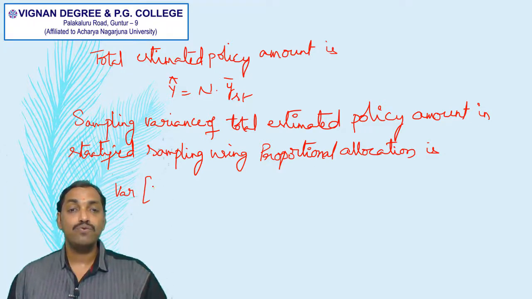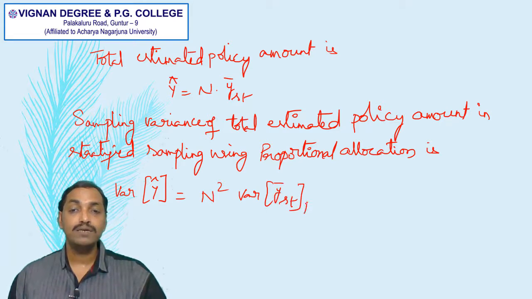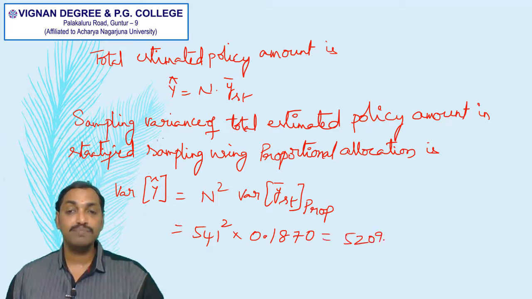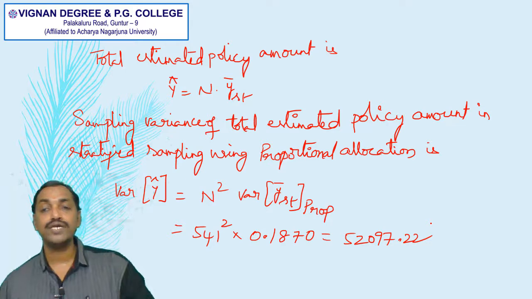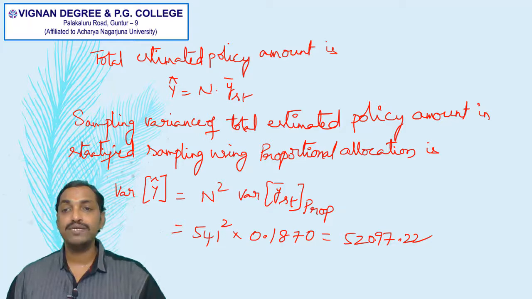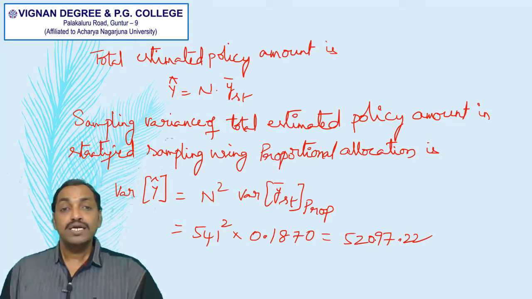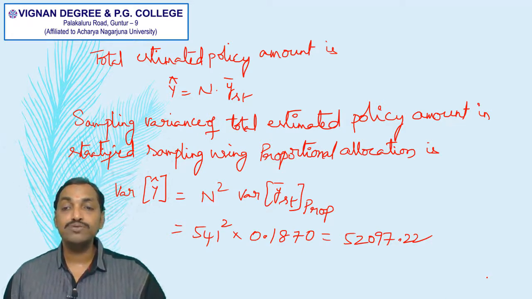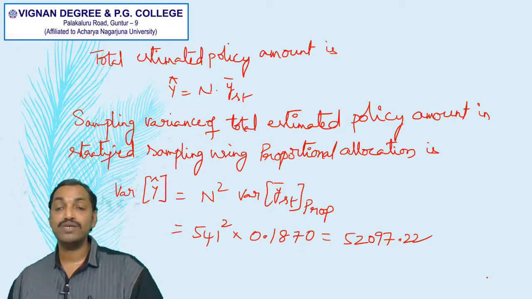variance of Y cap equal to capital N square into variance of Y bar st in proportional allocation, which is equal to 541 square into 0.1870, which gives me 52097.22. Therefore, the sampling variance of total estimated policy amount for 50 samples in stratified random sampling using proportional allocation is approximately 52,097 rupees.